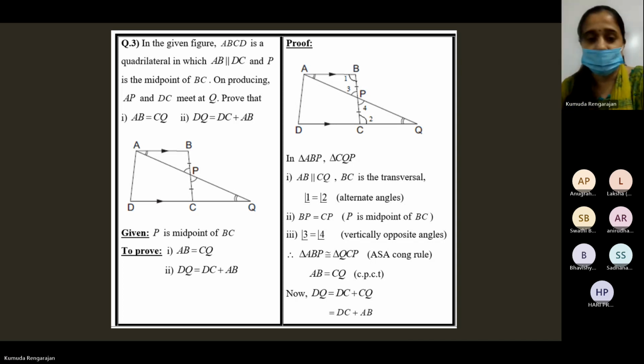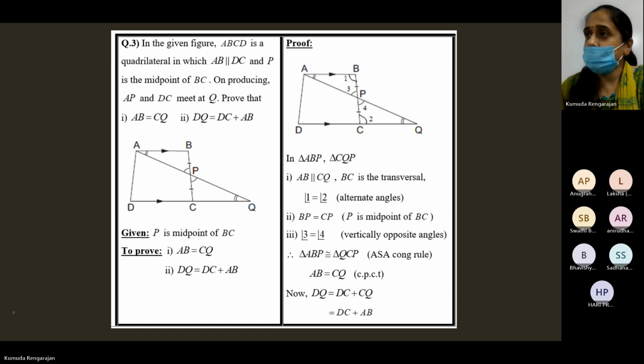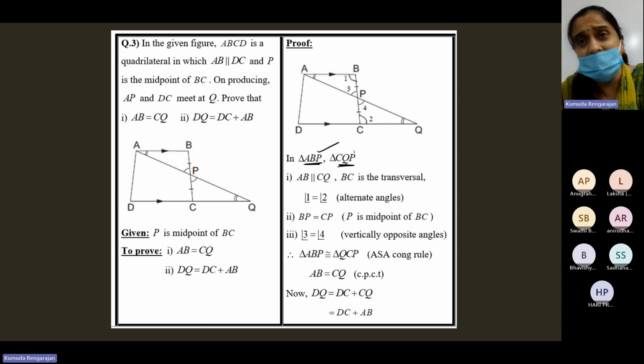So see how we present the answer in triangle. See, in this mention the two triangles ABP and CQP. Here you can name it in any order, children. You can call it ABP.